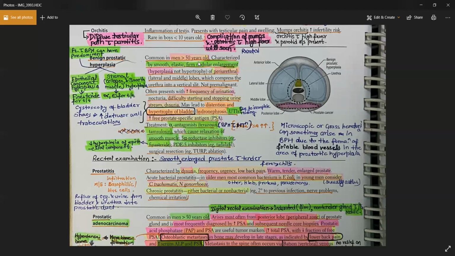Soft condition with a diffuse enlargement, BPH. Remember that also. The enlargement is because of the transition zone. You will have an increased frequency of urination. Nocturia will be there because of incomplete emptying of the urinary bladder. The patient will have difficulty in starting and stopping the urine. Weak urine stream will be there.